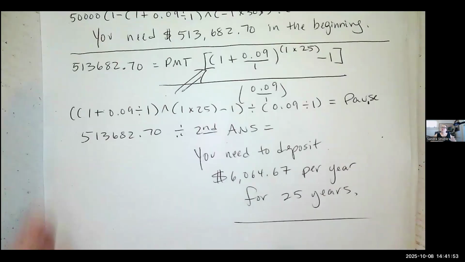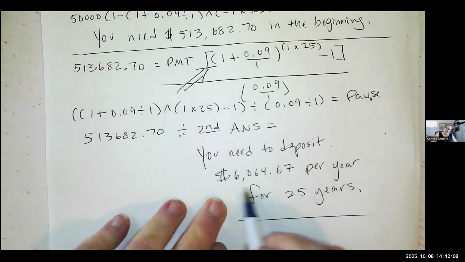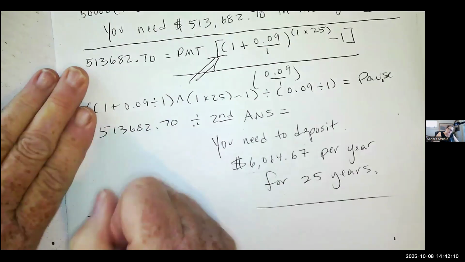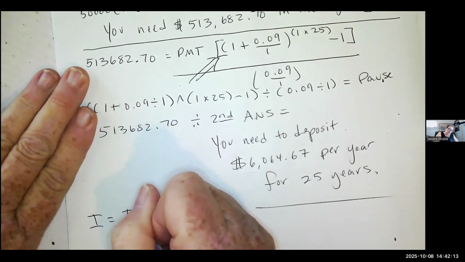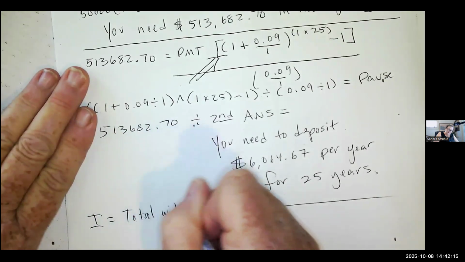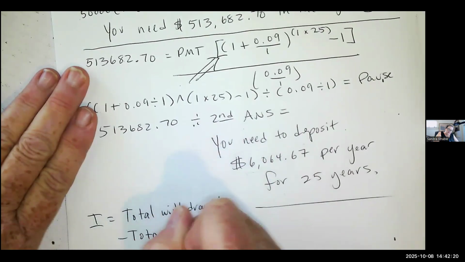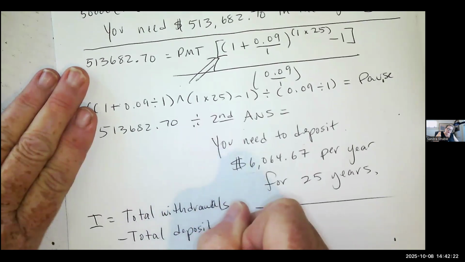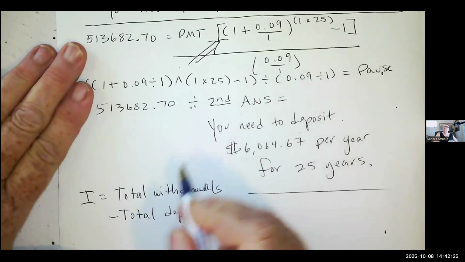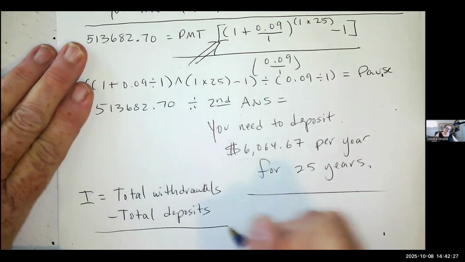Now, we could also calculate interest because I can, just to find out how much interest we accrue. This is money we're saving, so it's nice to know the difference. The interest is actually your total withdrawals minus your total deposits. All of it is interest. The interest for this is total withdrawals minus total deposits.